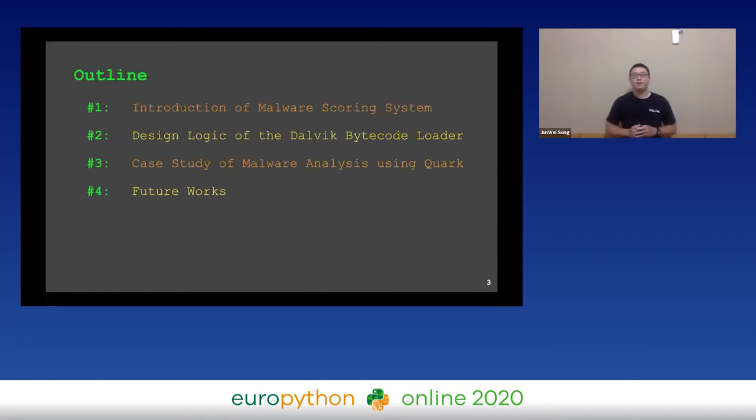So this is the outline. Number one, we will introduce our malware scoring system. Number two, we will show you how we designed the Dalvik bytecode loader. Number three, we will go through two cases of real malware analysis using Quark Engine. And the last thing, yes, the future works. We still have a lot of things to do.